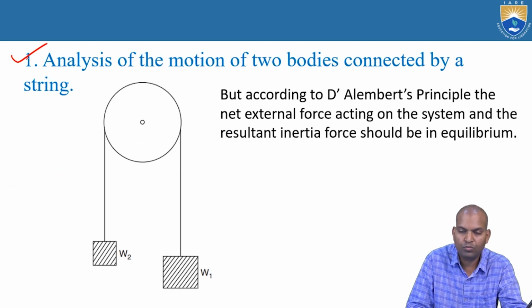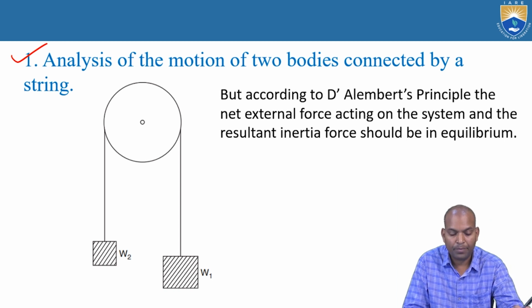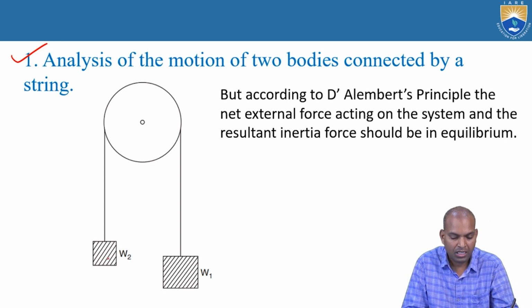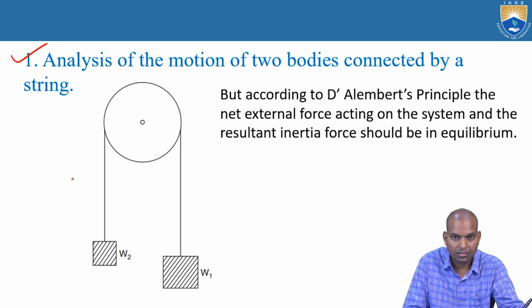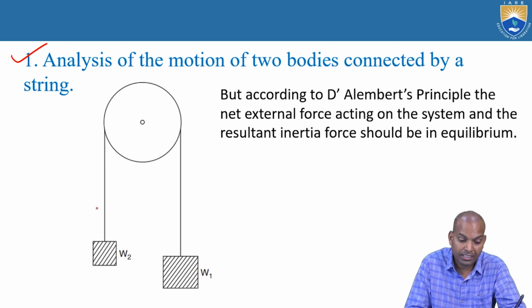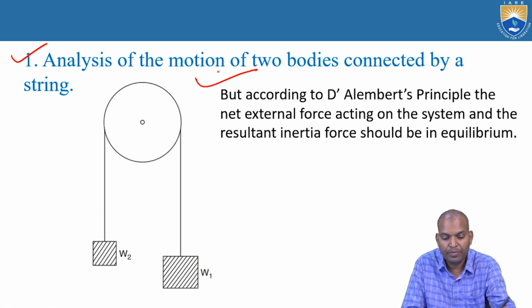Analysis of the motion of two bodies connected by a string. According to D'Alembert's principle, the net external force acting on the system and the inertia force should be in equilibrium. That means both should be equal. The net external force and the inertia force are equal but in opposite direction. Then the body will be in what?